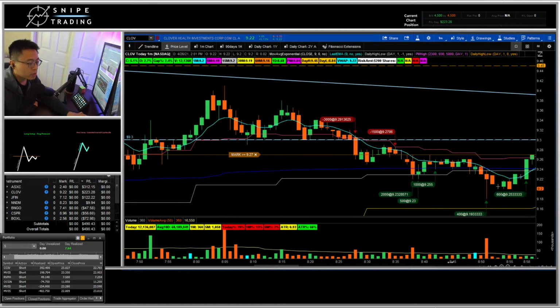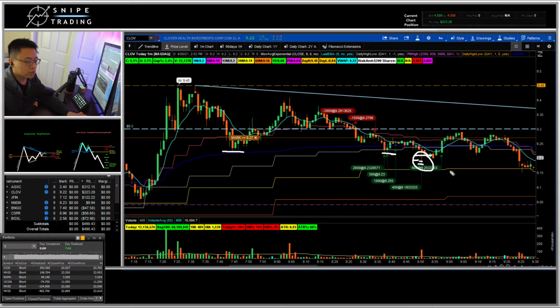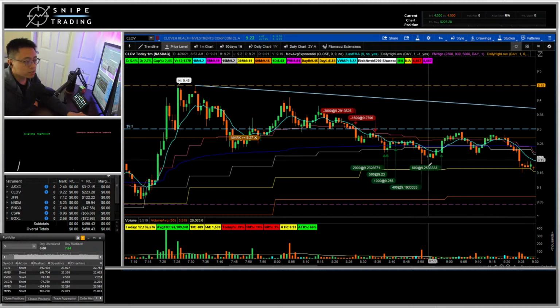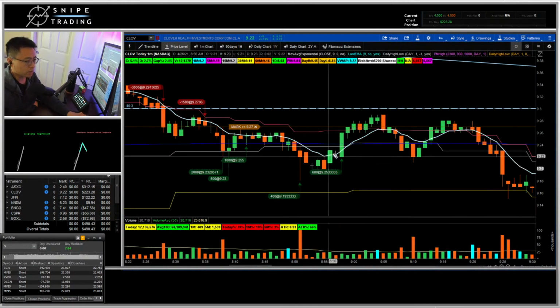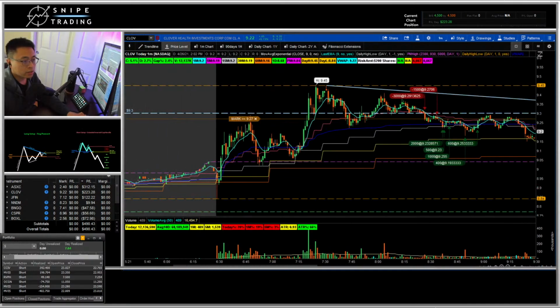My best covers were at 919 on this wick. I had a few orders out there because I think this 922 was a key area where stops will be triggered, so I always make sure to have orders out to get filled from those stop losses being triggered. Then I covered the rest when it was creating a higher low here, stopping there for the rest of my shares. And that was a $223 winner on CLOV.